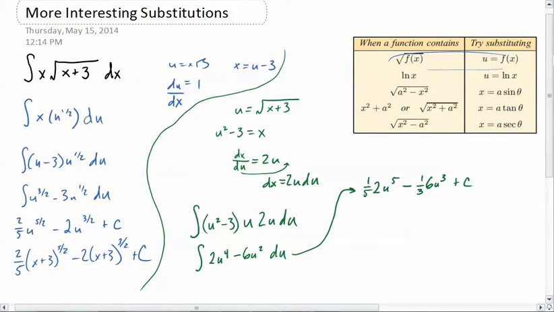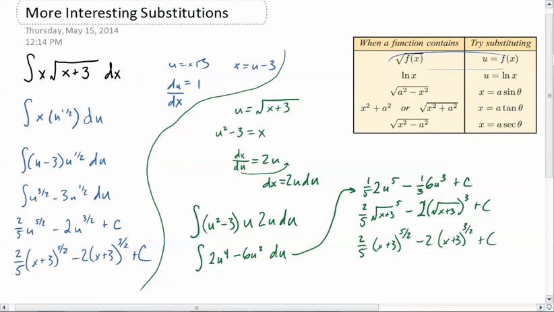And so I can put u back in, simplify this a little bit, so I'm going to have 2/5 times u, which is the square root of x plus 3, to the 5th, minus 2 times the square root of x plus 3 to the 3rd plus c, and you'll notice that this is exactly the same thing as we had over there. 2/5 of (x plus 3) to the 5/2 minus 2 times (x plus 3) to the 3/2 plus c.